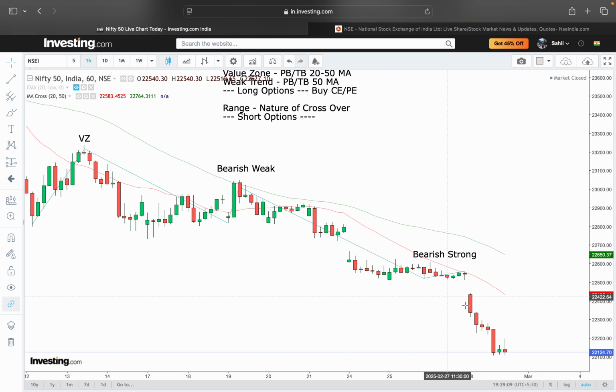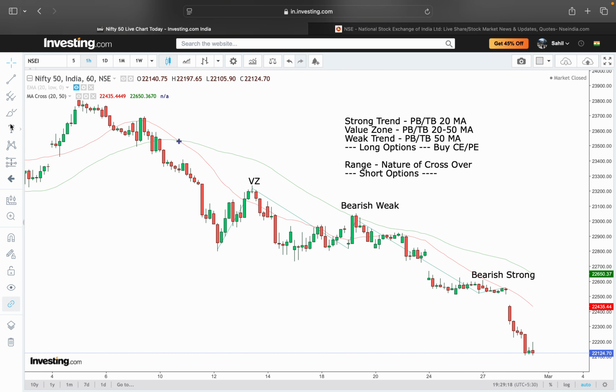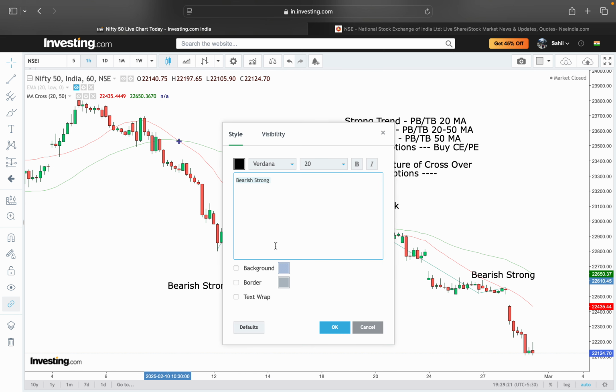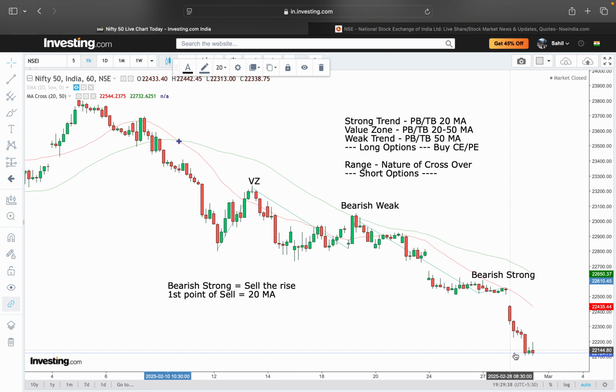Now on Monday, if the market gaps down, the question is, what do we do? In fact, in general, what is the plan for Monday? Now, since we can decisively say that the trend is bearish strong, we know that the plan has to be to sell the rise. And since the trend is bearish strong, the first point of sell has to be the 20 MA. Now you will note that Nifty's closing price is 22,125, whereas the 20 MA is 22,435, almost 300 or 310 points above its closing price.